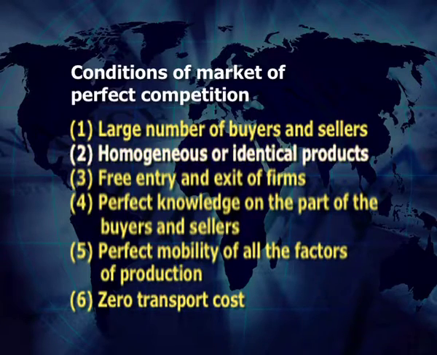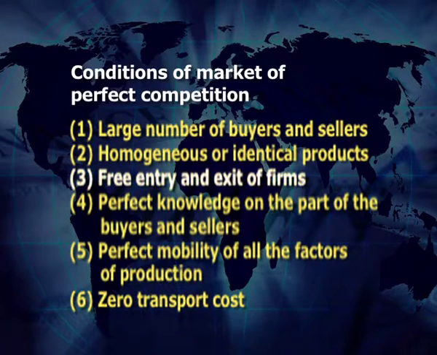Second is homogeneous or identical products. In the market of perfect competition, all the units of commodity are homogeneous or identical, which means all the units of the commodity are the same or equal so far as quality, quantity, color, taste, shape, size, packing, etc. are concerned. Therefore, it is not possible for a producer to take a different price, and no buyer will get ready to give more price for the same product. So, product price in this market always remains the same.